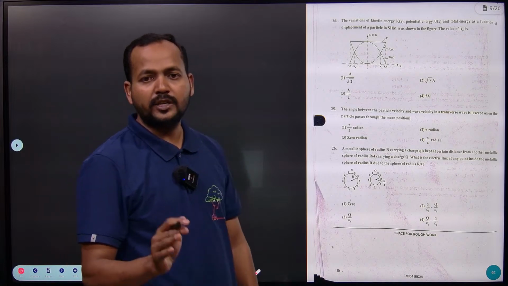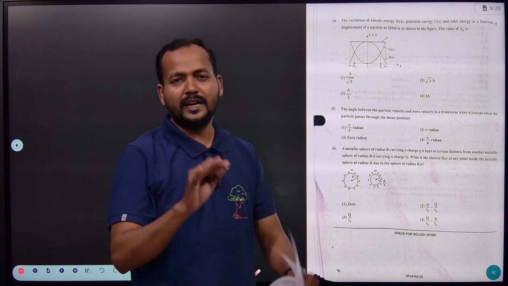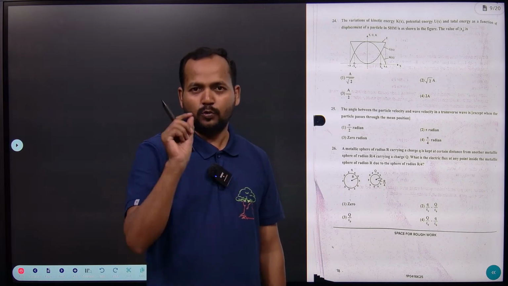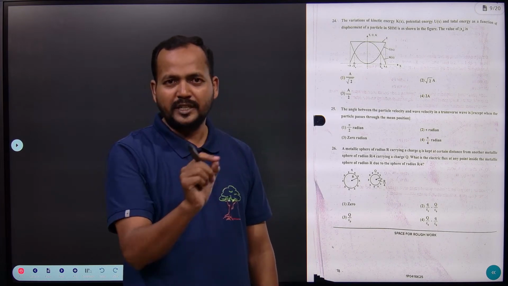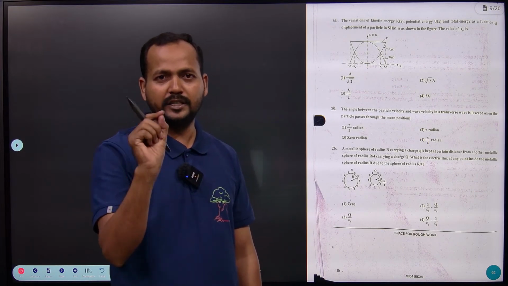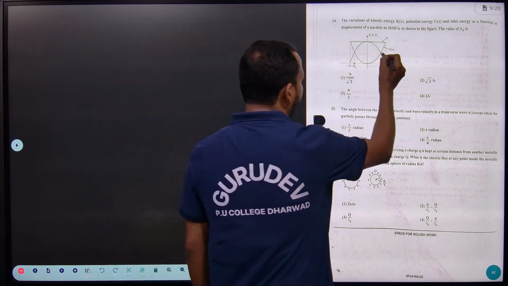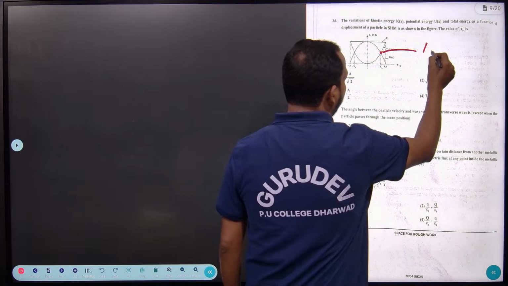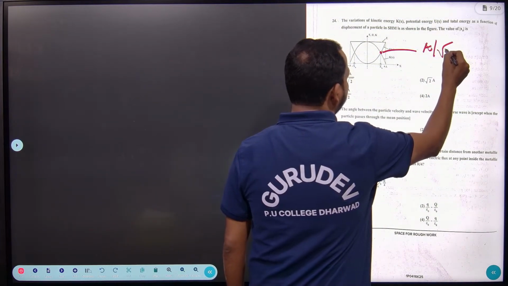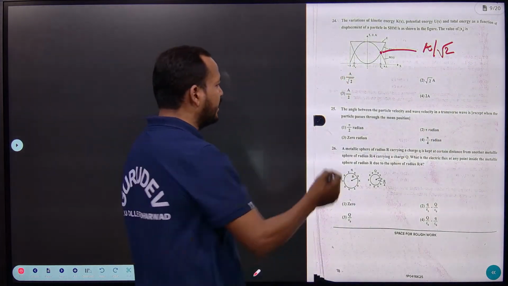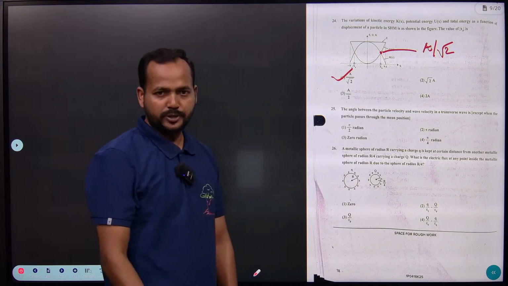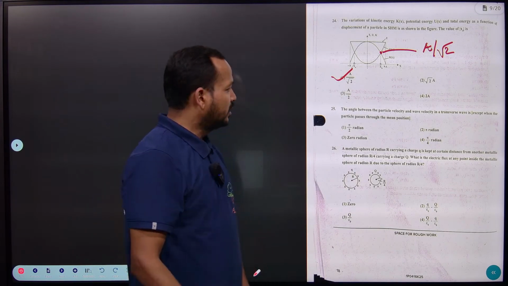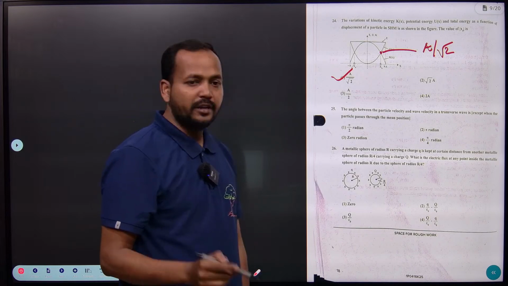24th, which is based on the oscillation chapter. So it is the energy diagram, total energy, potential energy and the kinetic energy. At one position, the potential energy equals kinetic energy and total energy is conserved. That point is this point. So that point is the amplitude of A by root 2. So the option is directly we can say that is A option. 24, A option. Now 25, the angle between the particle velocity and wave velocity.